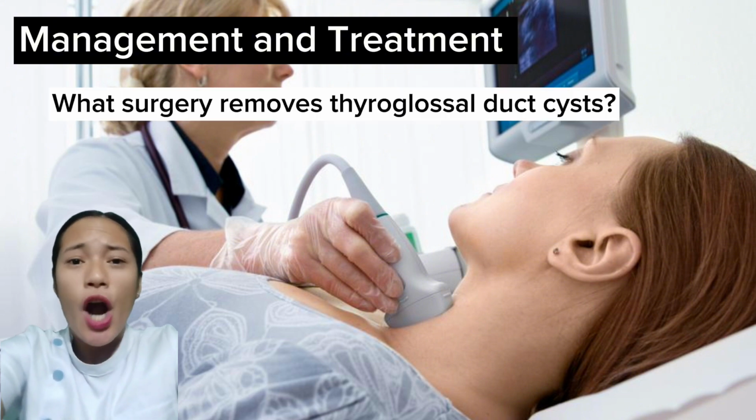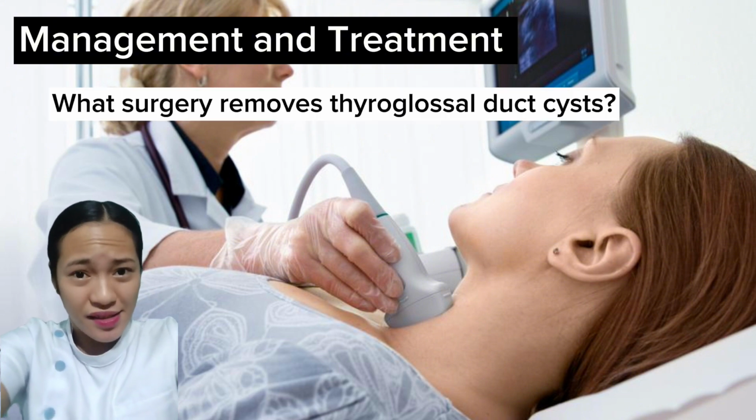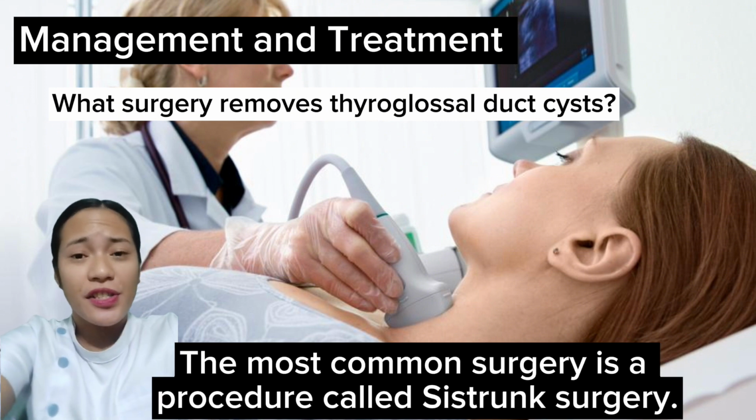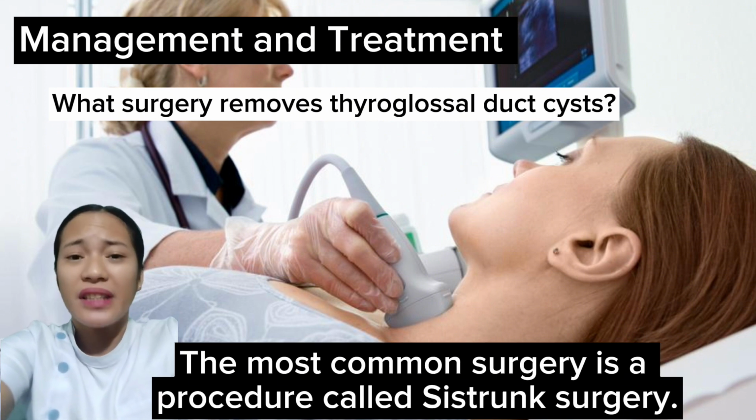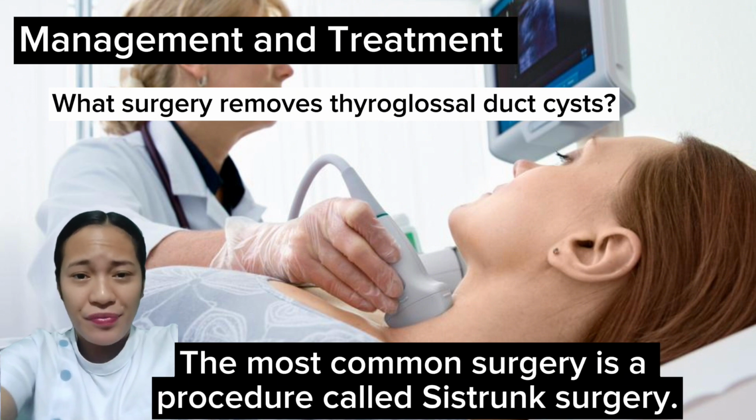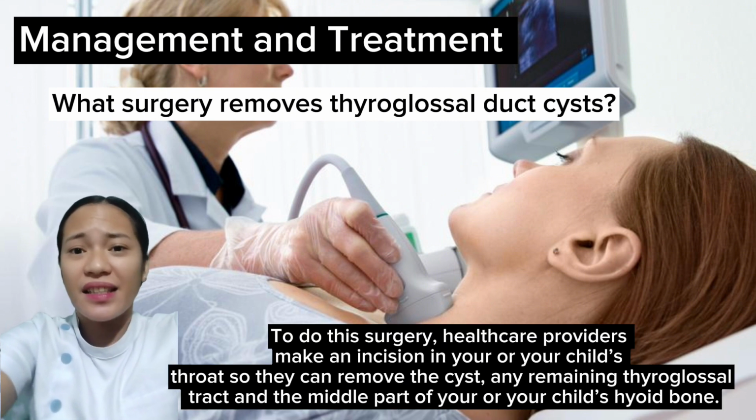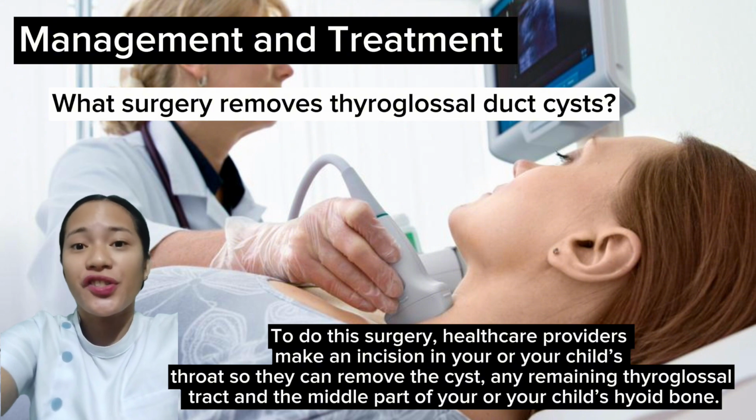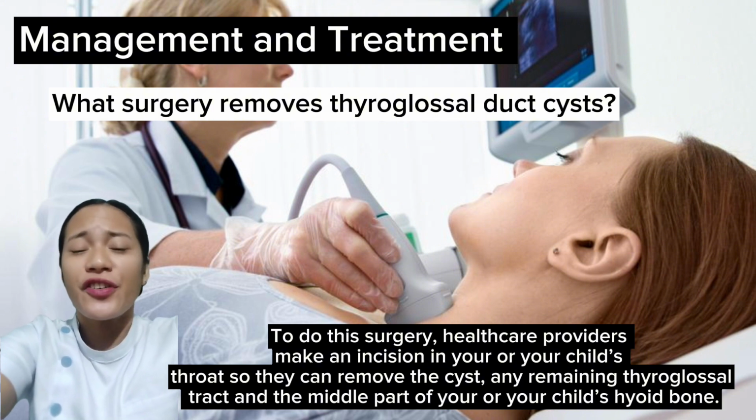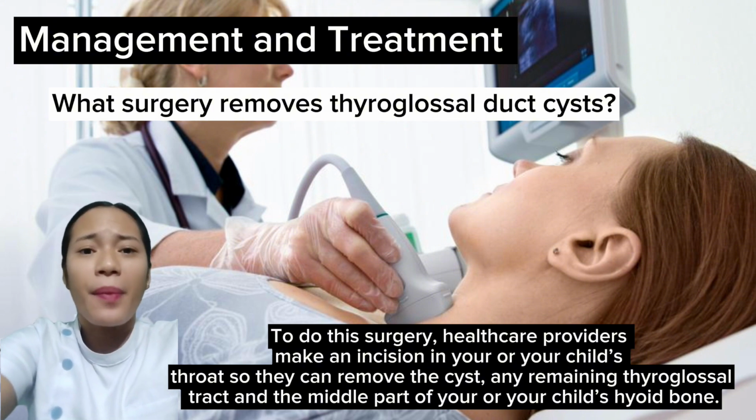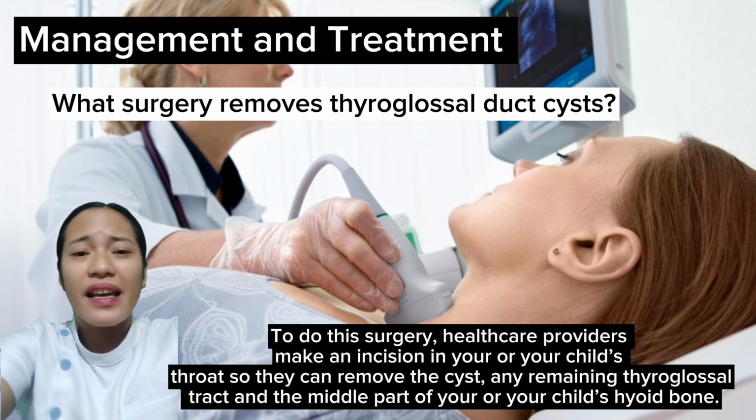What surgery removes thyroglossal duct cyst? The most common surgery is a procedure called Sistrunk surgery. To do this surgery, healthcare providers make an incision in your or your child's throat so that they can remove the cyst and any remaining thyroglossal tract in the middle of your or your child's hyoid bone.